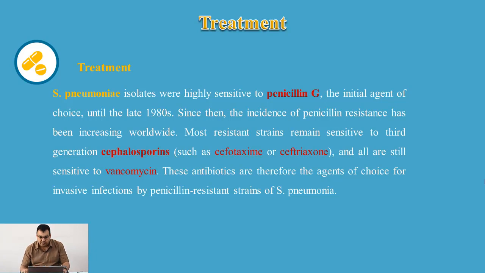Treatment: Streptococcus pneumoniae isolates were highly sensitive to penicillin G, the initial agent of choice, until the last 1960s. Since then, the incidence of penicillin resistance has increased worldwide. Most strains remain sensitive to third generation cephalosporins such as cefotaxime and ceftriaxone, and all are still sensitive to vancomycin. These antibiotics are therefore the agents of choice for invasive infections by penicillin-resistant strains of Streptococcus pneumoniae.